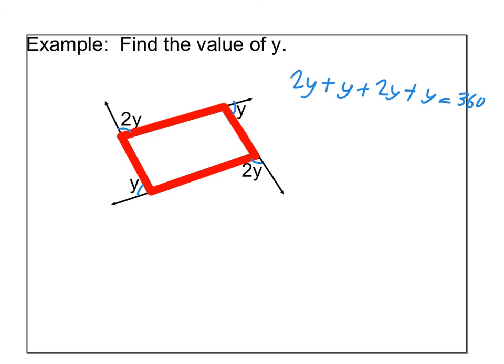So this one does not depend on n. It doesn't matter how many sides there are. The sum is just always 360. So if we combine those like terms, 2y plus y plus 2y plus y, we have 6y equals 360 degrees. Divide both sides by 6, and y must equal 60. Okay, so that's using that theorem there.